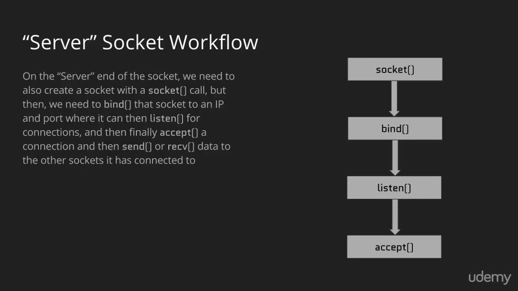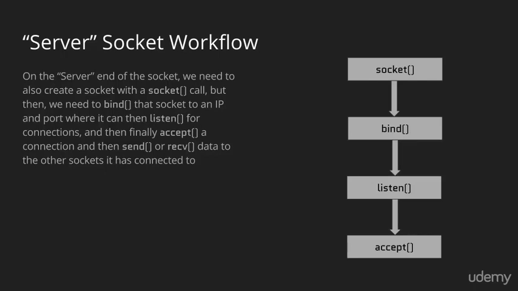But the next call is different. We need to bind the IP and port for that particular socket. So in the same way that we had a socket address that we needed to connect to using the connect function, the bind will basically specify where our socket is going to listen for connections instead of where it's going to remotely connect to send and receive data. It's a little bit different.